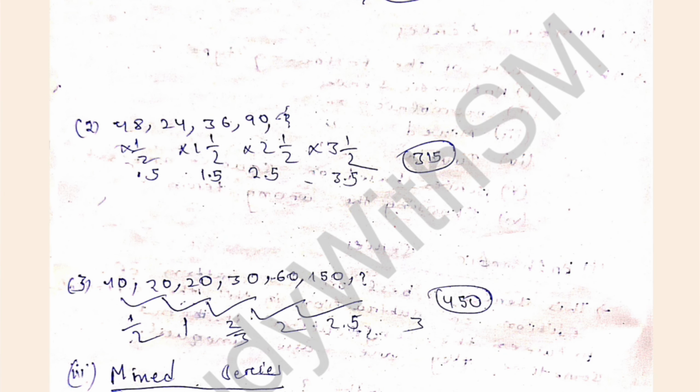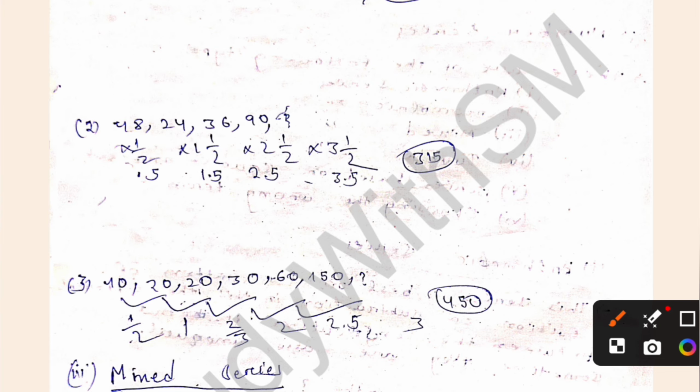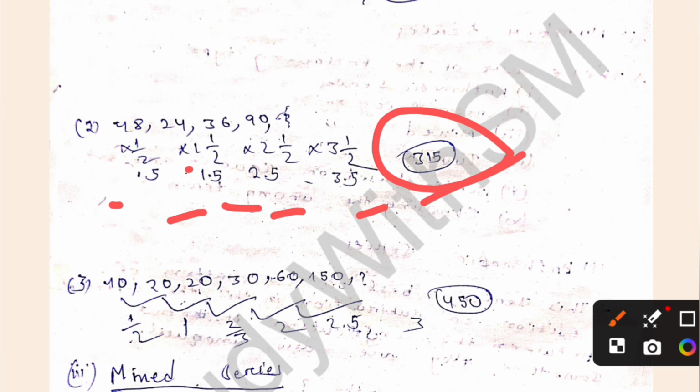Number 2: 48, 24, 36, 90, multiplied by 1/2, 1.5, 2.5, 3.5. Correct answer is 315.